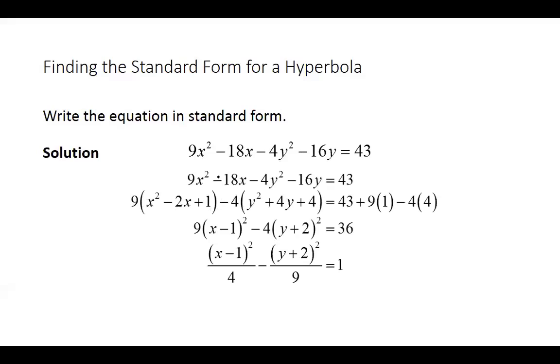Take the coefficient of x, divide by 2 and square it, and add that number inside the parentheses. Again, don't forget that 9 and -4 need to be distributed into what you add inside the parentheses, and then move it to the right. And then you can divide each term by 36 to get into the form of a hyperbola. So the center can be found by looking at this as 1, -2. The vertices would be 1 plus or minus 2, -2, which is 3, -2 or -1, -2.